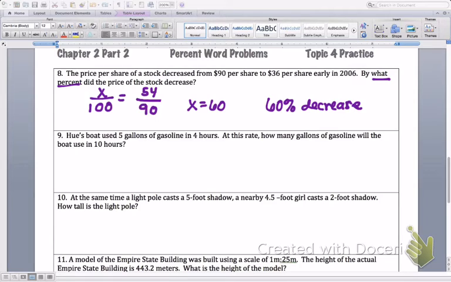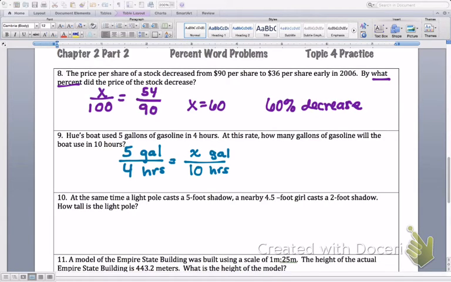Number 9, Hugh's boat used 5 gallons of gas in 4 hours. So right away we can set up the proportion that we used 5 gallons in 4 hours. So if we have gallons over hours, we're going to need gallons over hours on the other side. At this rate, how many gallons of gasoline will the boat use in 10 hours? So they give us 10 for the amount of hours. We don't know the amount of gasoline. So that's what your proportion should look like.